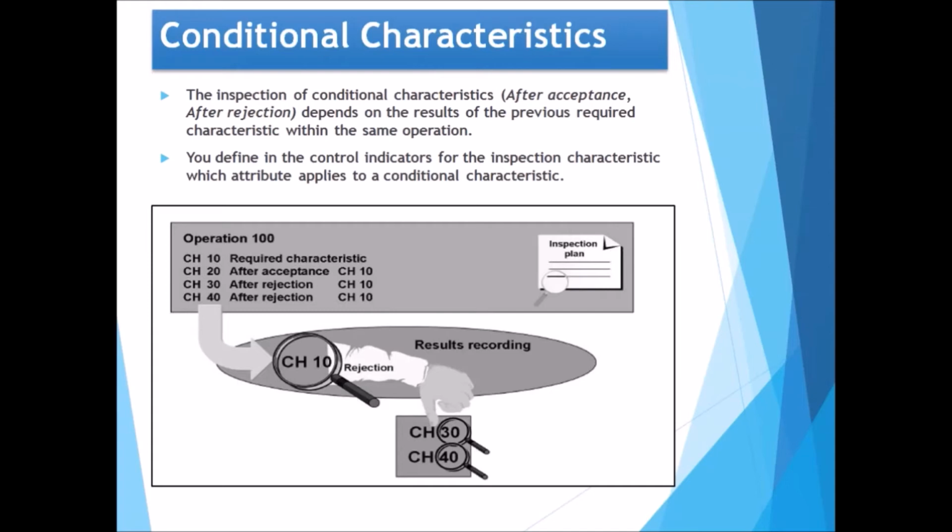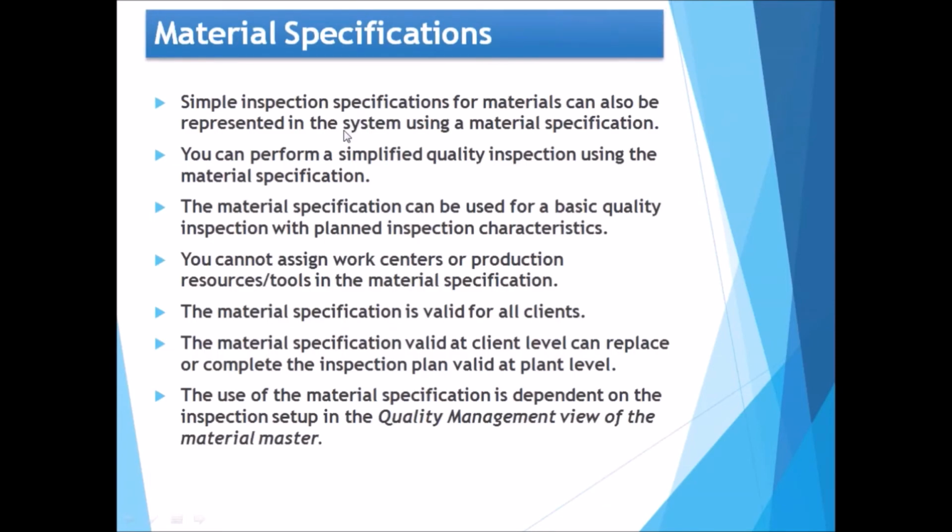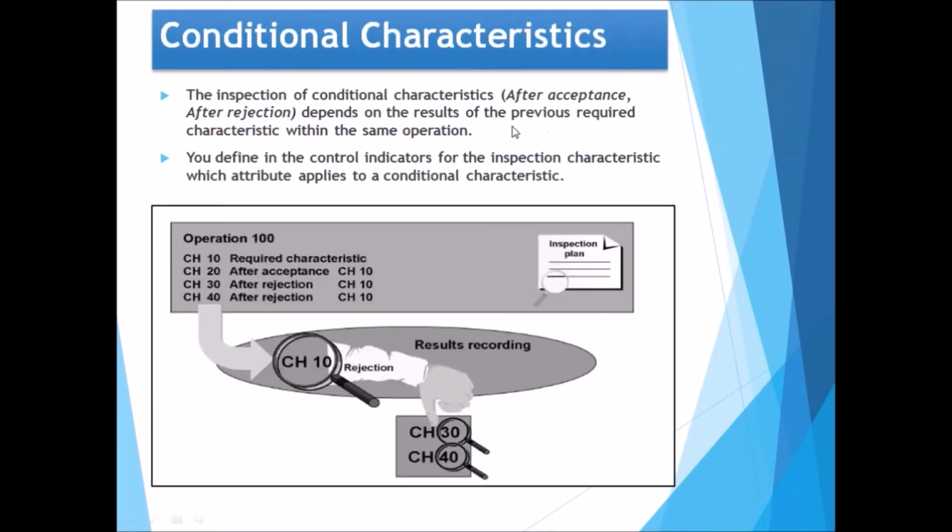If the color fails, then only you will check pH. If the color is okay, you will not check pH. Those kinds of characteristics are called conditional characteristics. It depends on the result of the previous required characteristics within the same operation.